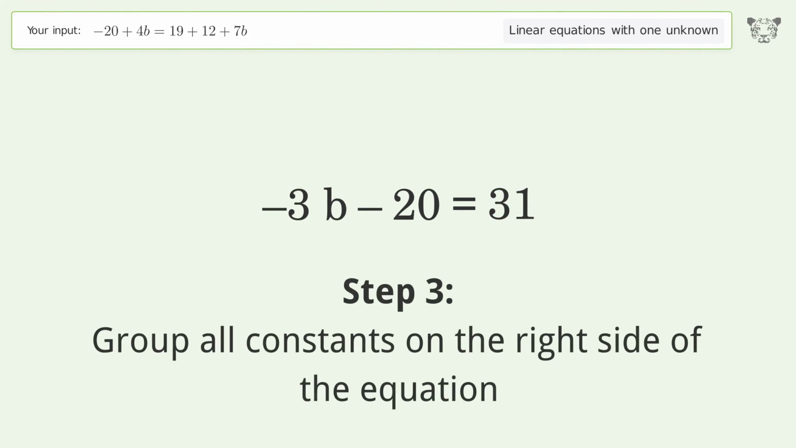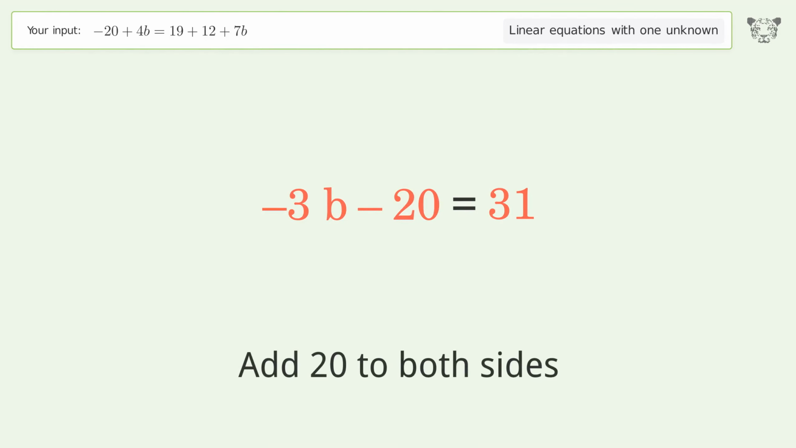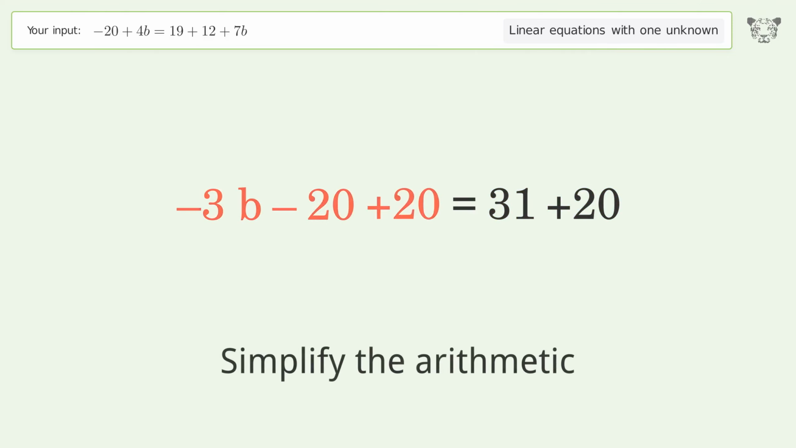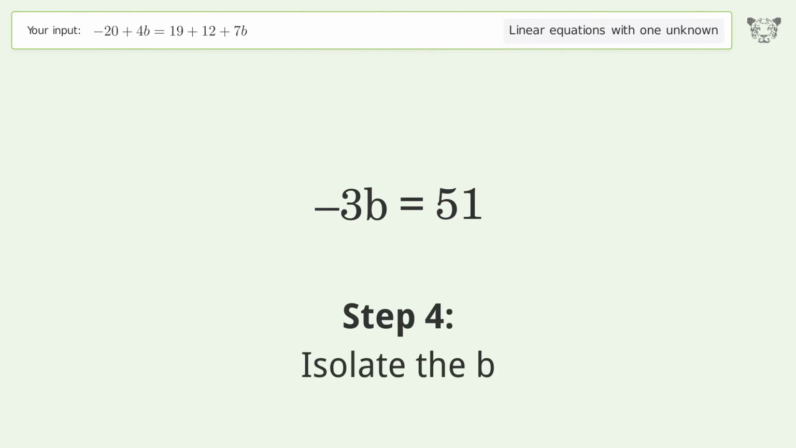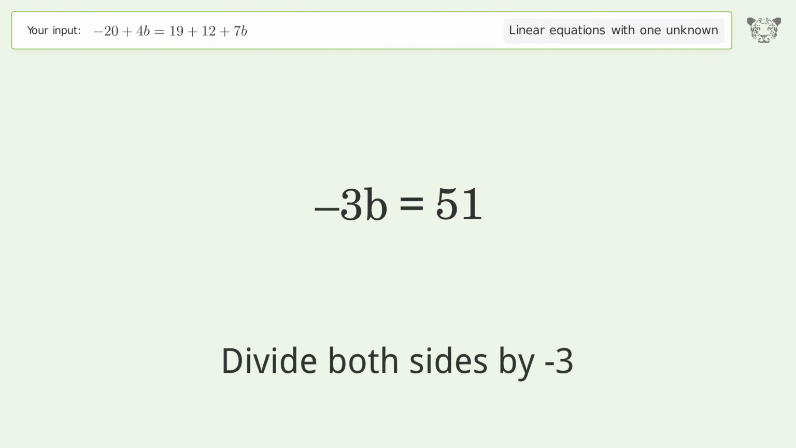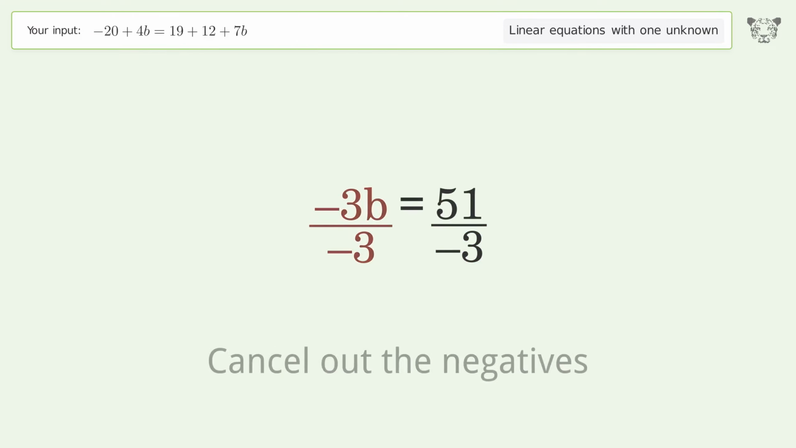Group all constants on the right side of the equation. Add 20 to both sides. Simplify the arithmetic. Isolate the b. Divide both sides by -3. Cancel out the negatives.